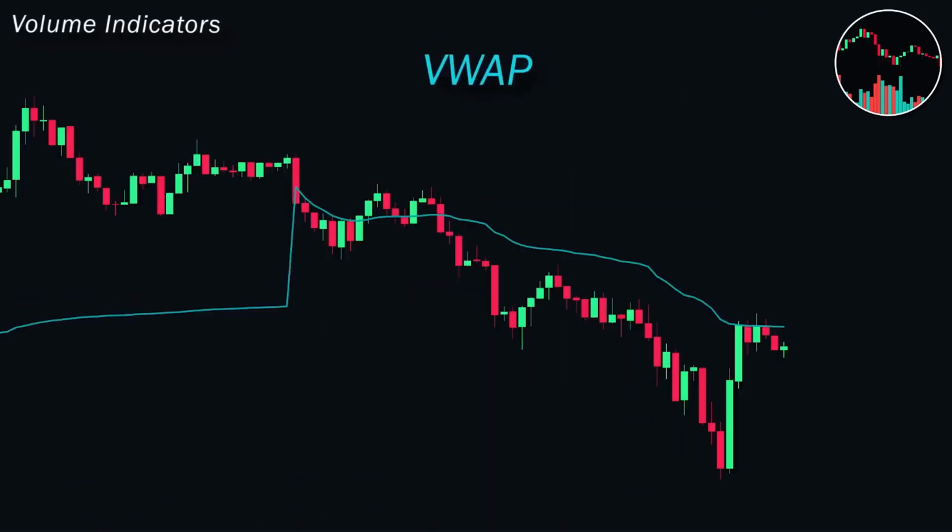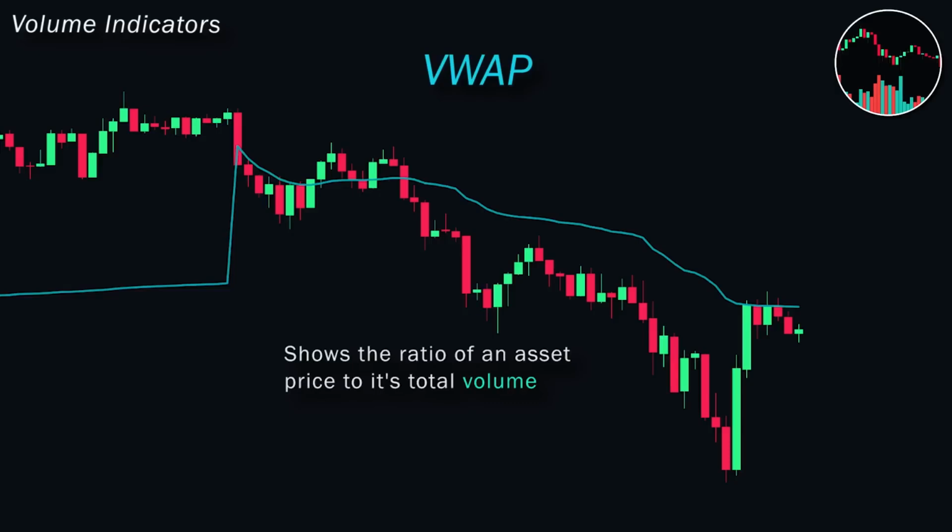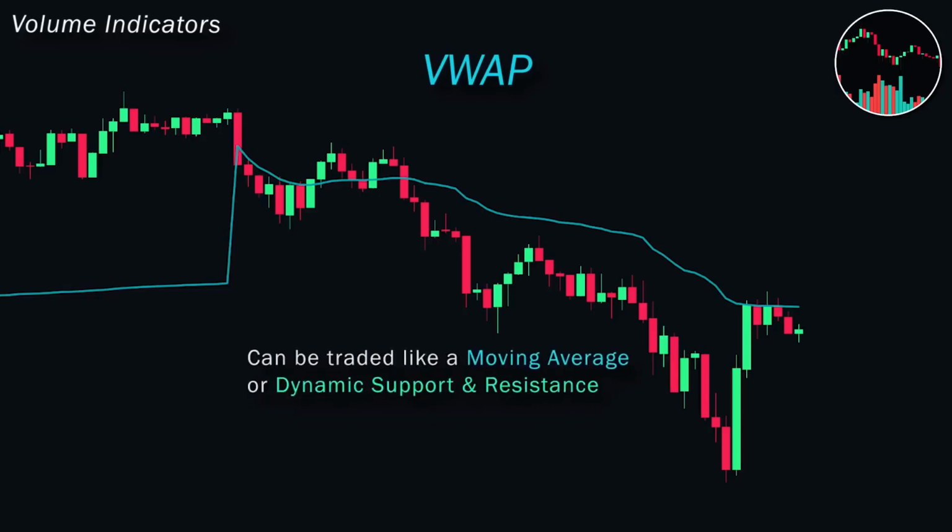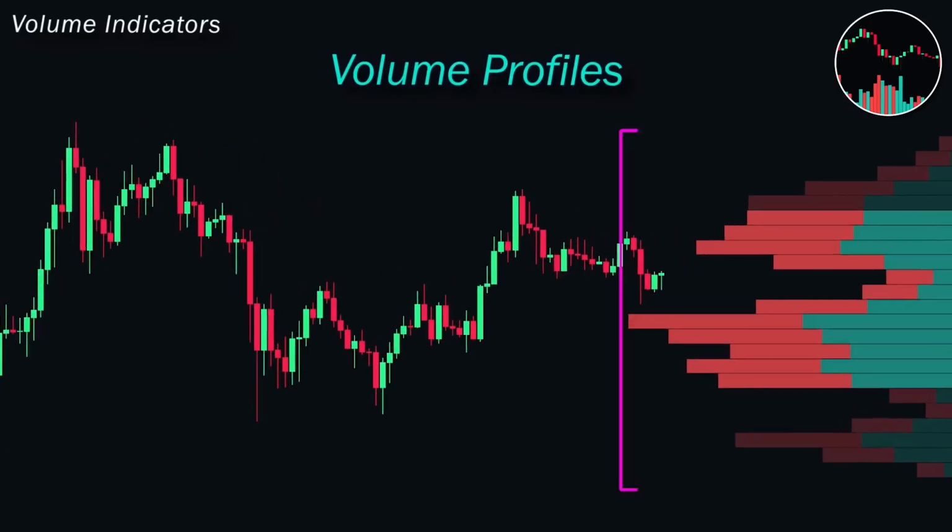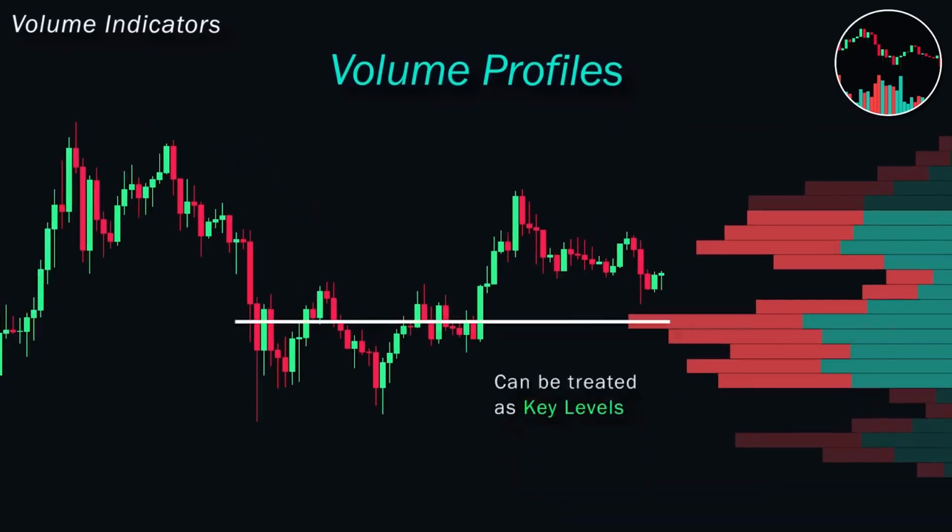Volume weighted average price, which shows the ratio of an asset's price to its total volume. It can be traded like a moving average or as a dynamic support and resistance. Volume profiles. It displays volume bars horizontally, which can be treated as key levels for potential entry.